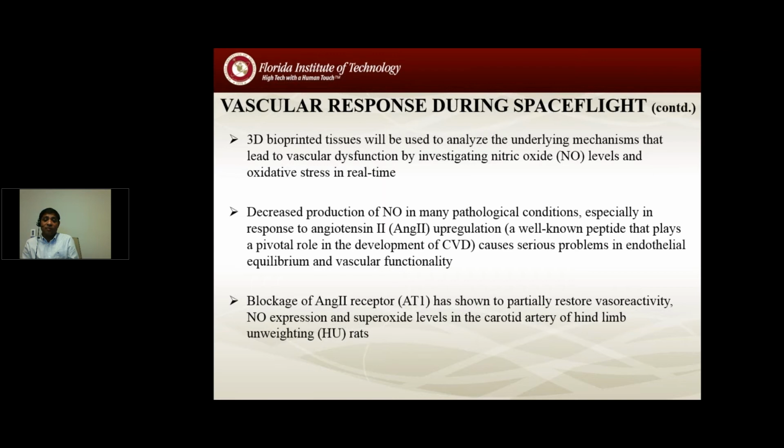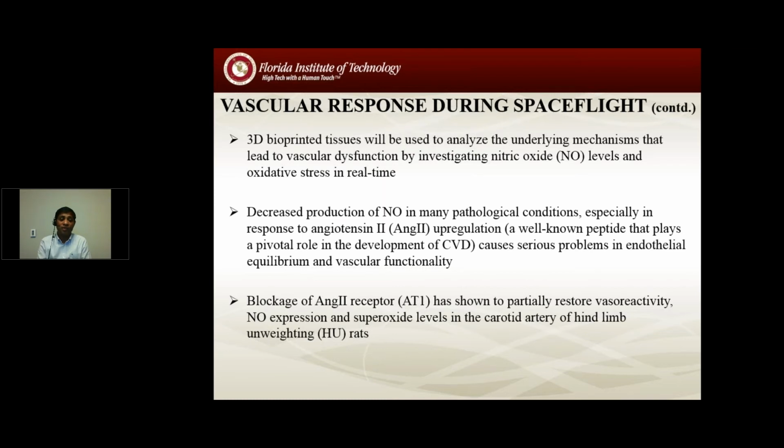So what is our goal? What are the assays we are going to use to understand these cardiovascular dysfunction mechanisms? The important things we are looking at are nitric oxide levels and oxidative stress, because nitric oxide should be abundantly produced by our body. When you have a cardiovascular disease, your nitric oxide production is diminished. We are going to measure the nitric oxide level to see if cardiovascular dysfunction has taken place or not.